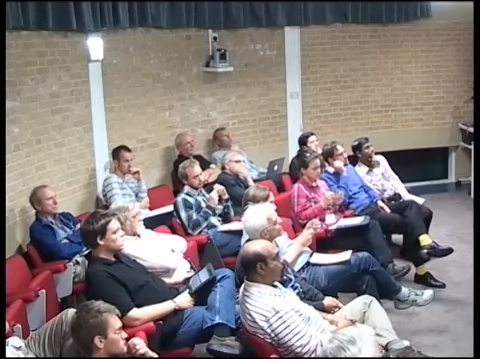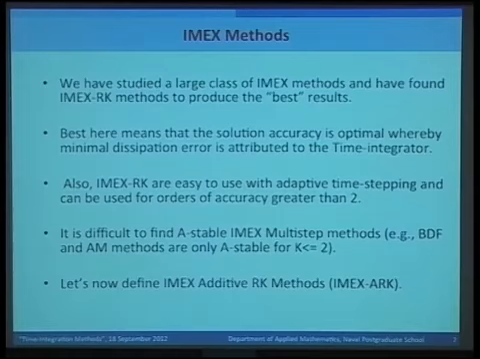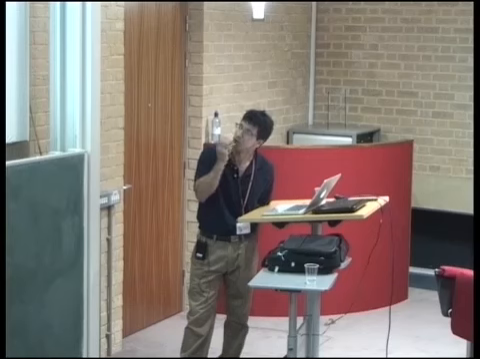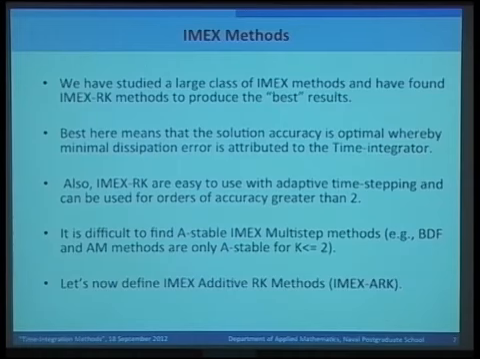Yeah. Okay, now understood. So let me give you a big picture slide of IMEX methods. We've studied a large class of these methods, and we've looked at multi-step methods and at single-step multi-stage methods, which are the RK families, and we find these methods produce the best results. By best results I mean solution accuracy; we've looked at problems with self-convergence studies, and I'll show you some of those in a minute. What we see is that these methods have minimal dissipation error, and the dissipation I'm talking about is attributed to the time integrator.